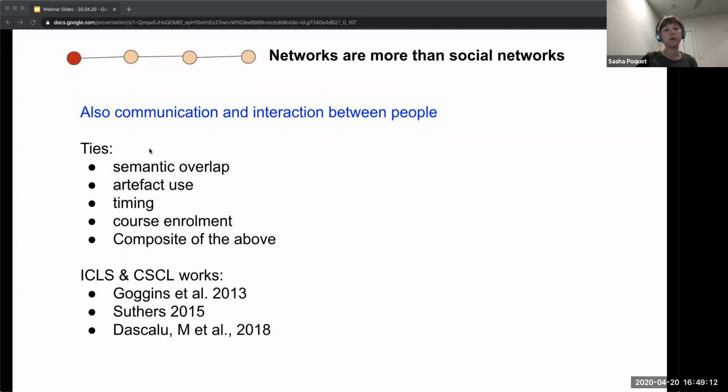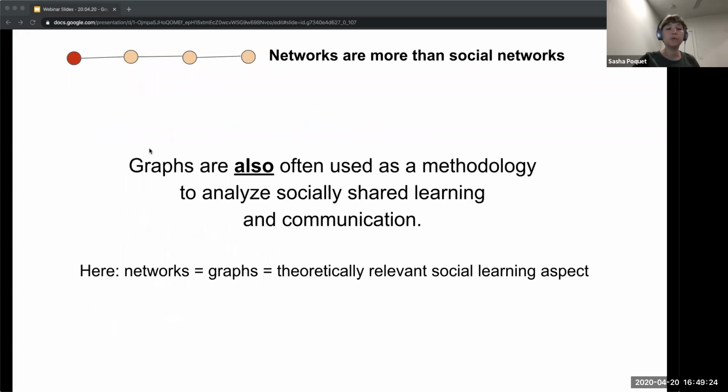And much of this work around communication and interactions between people traveled to learning analytics through researchers who are also heavily engaged with learning sciences and CSCL communities. So as we move to the analysis of people and relations between people, where nodes in the graph are people, and the representation of the graph has something to do with socially shared learning and communication, we slowly stop talking about graphs only, but we start talking about networks as a little bit more theoretically, conceptually heavy. So in this sense, graphs can also be used as a methodology to analyze socially shared learning and communication.